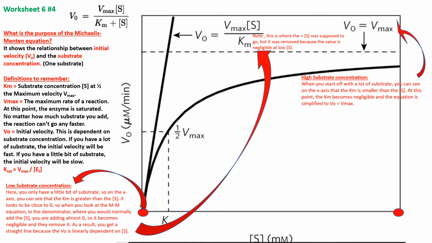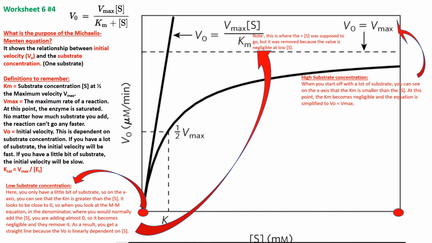But if that's close to 0, then it becomes negligible, and they remove it. As a result, you get a straight line because the V naught is linearly dependent on the substrate concentration. So that's this straight line that you see here. The V naught is equal to the V max times the substrate concentration divided by the Km. Notice that they removed the plus substrate concentration here.